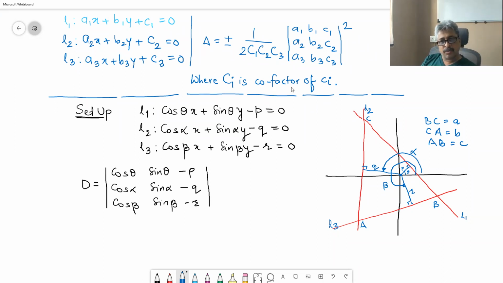So Ci is cofactor of Ci, means cofactor of this minus p, cofactor of minus q, and cofactor of minus r in this case. Okay, so I give you sufficient time. You have to show me, yes, proved, if you could prove it.